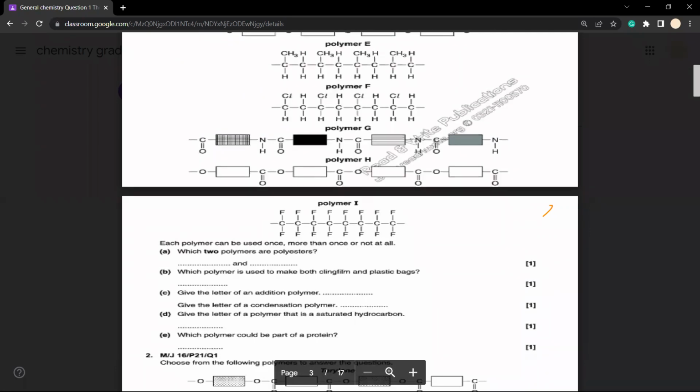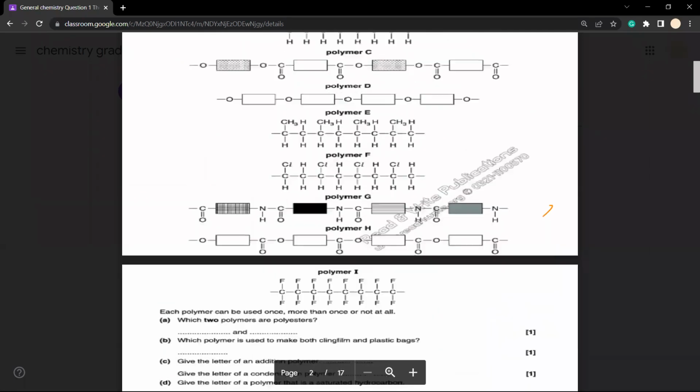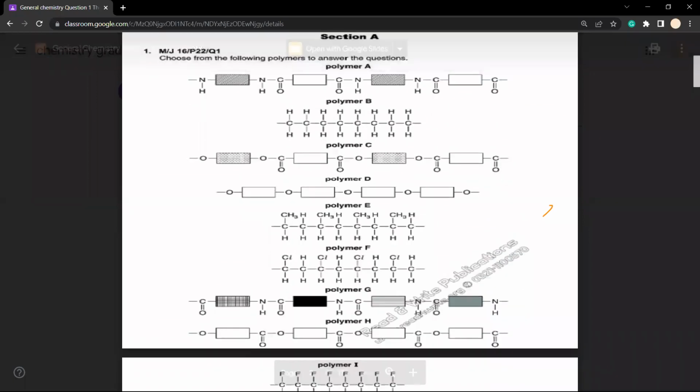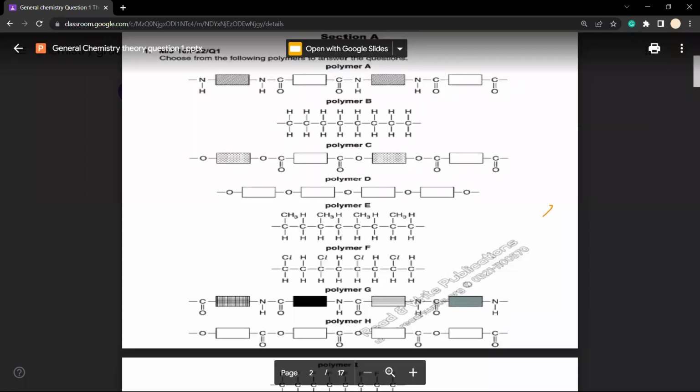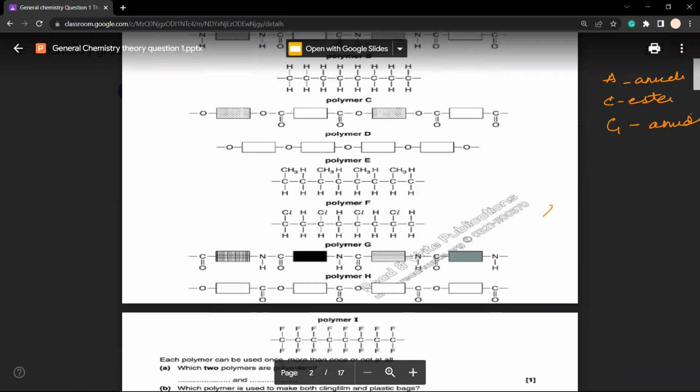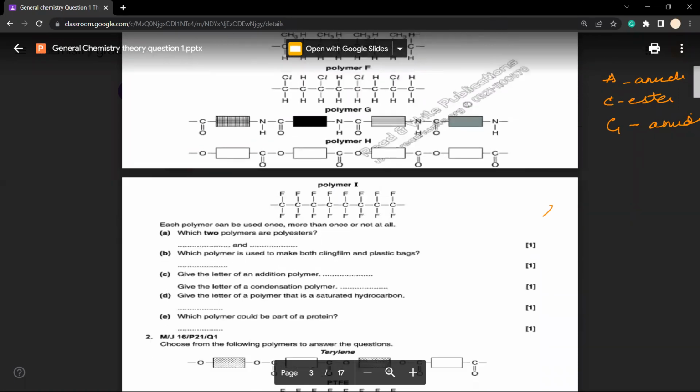Now give a letter for the condensation polymer. So how will you identify the condensation polymer? Condensation polymers are those where you can see either the amide linkage or the ester linkage. So if you look at the amide and ester, A has an amide linkage, then C has an ester linkage. These are examples of condensation polymers. G again has got an amide linkage. I think these are the only three examples of condensation polymers. So any one of those, you can write down.